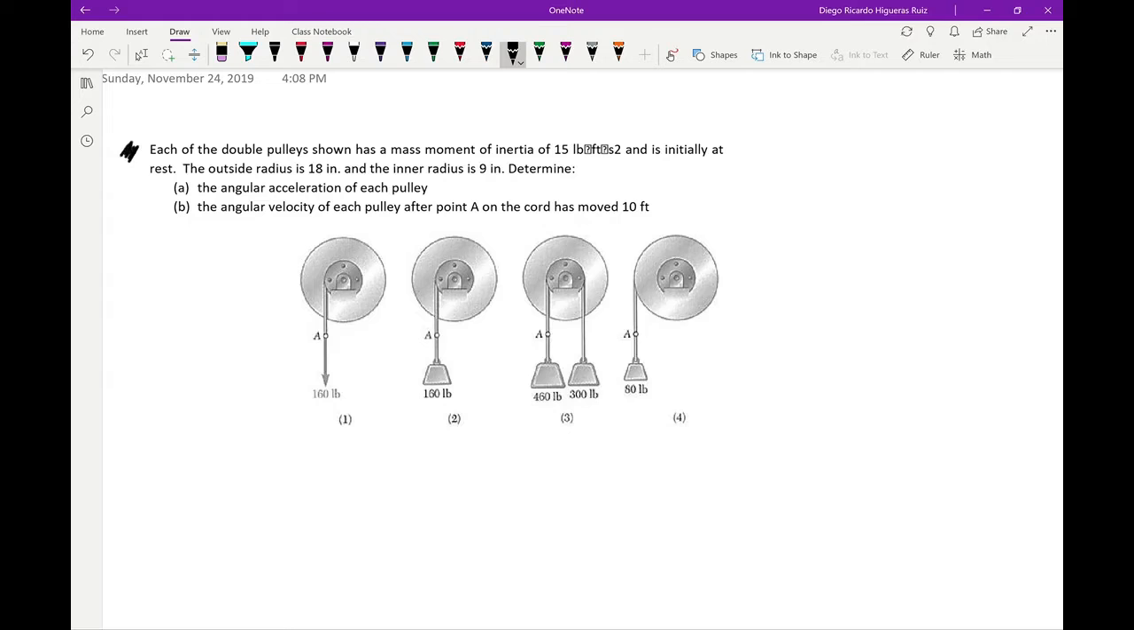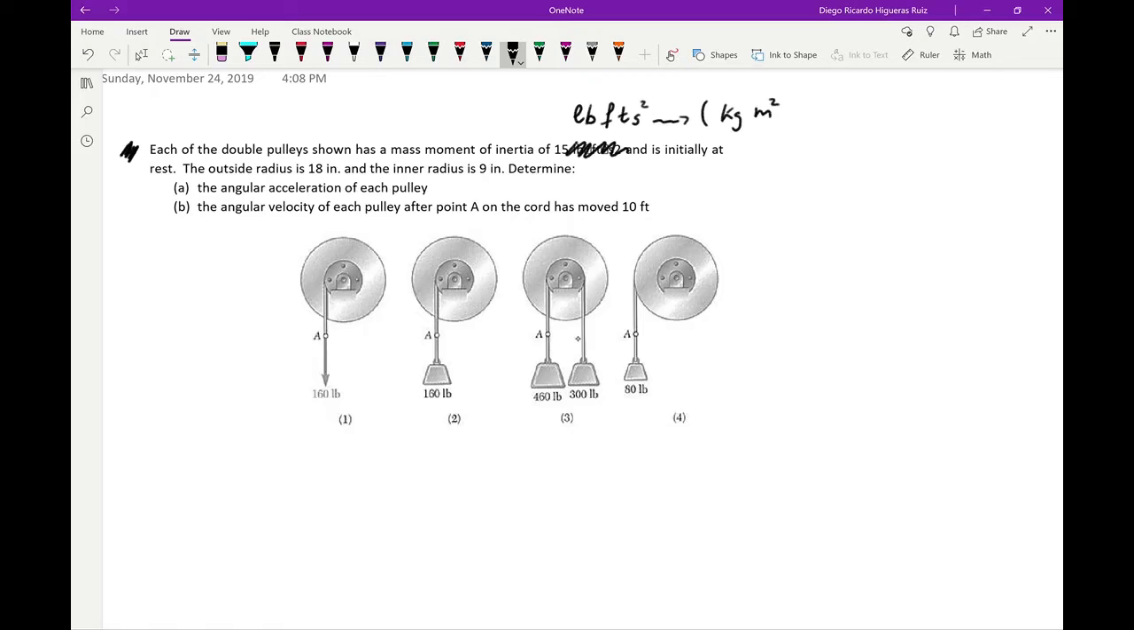For this first problem, we have double pulleys, and each of the double pulleys shown has a mass moment of inertia of 15. This is kind of a typo. It's going to be pounds times feet times second squared. If you take a look at the units and play with them a little, you'll see this is basically mass. So this should be in SI units: kilogram times meter squared.